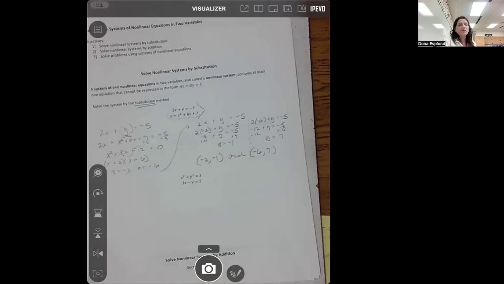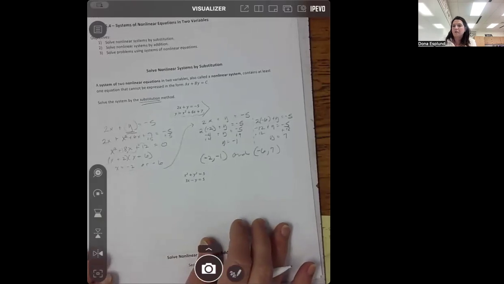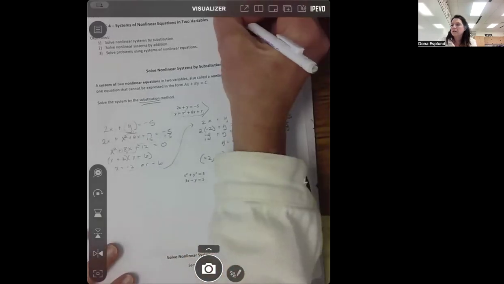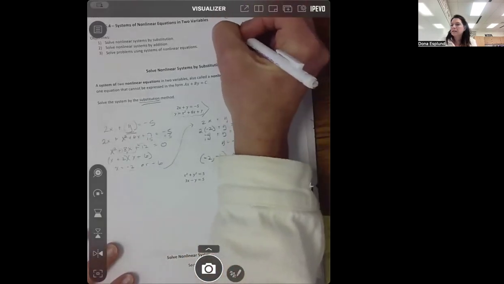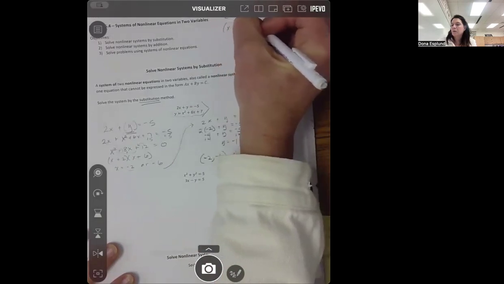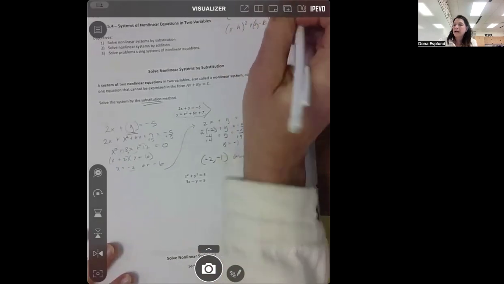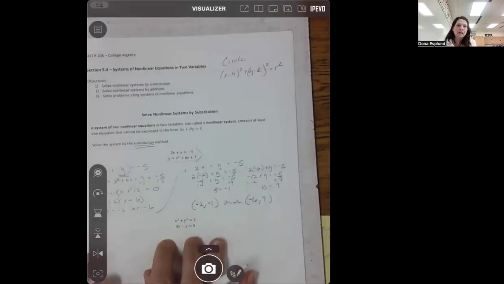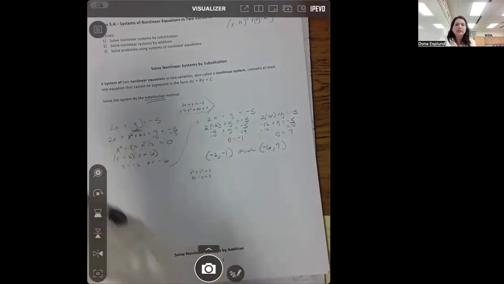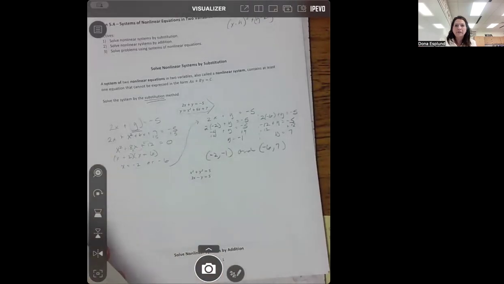And remember when we did circles, they were in the form of (x minus h) squared plus (y minus k) squared is equal to r squared. And we had that from a previous lesson. And so in this case, my circle is going to have a center of 0, 0, and it's going to have a radius of the square root of 5.